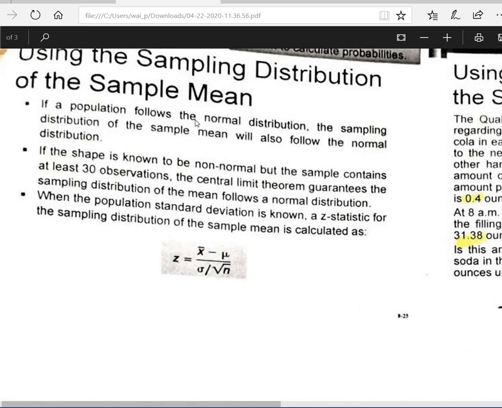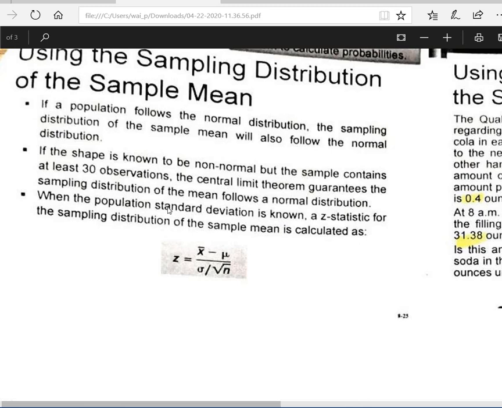If a population follows the normal distribution, the sampling distribution of the sample mean will follow the normal distribution. If the shape is known to be non-normal, but the sample contains at least 30 observations, the central limit theorem guarantees the sampling distribution of the mean follows a normal distribution.